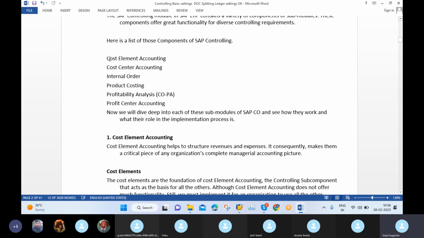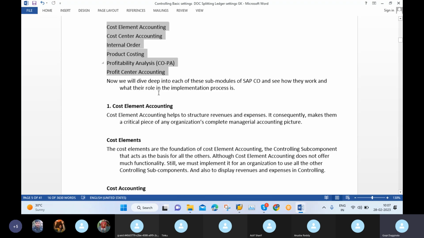Same concept in controlling also, we have submodules like this: cost element accounting, cost center accounting, internal orders, product costing, profitability analysis, and finally profit center accounting. Now we can discuss each and everything, just what is what. We cannot discuss in depth and in brief. No, that's not possible.